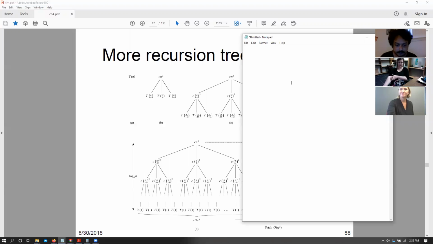The first time we have C of n squared. Then we have 3 times C of (n/4) squared. That gets us 3 by 16 n squared.